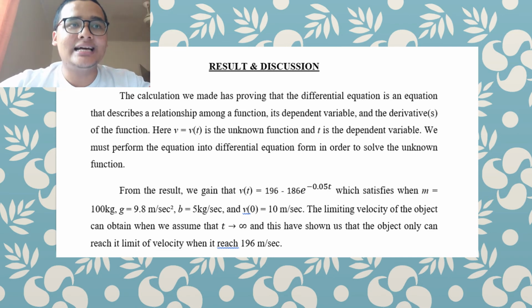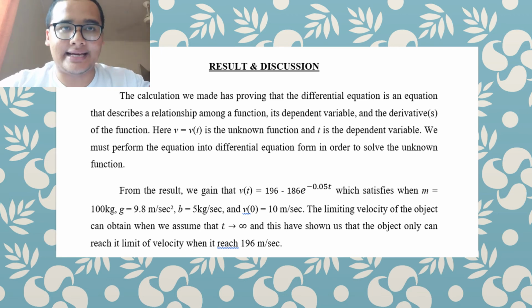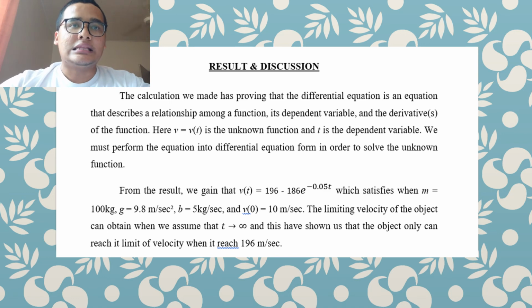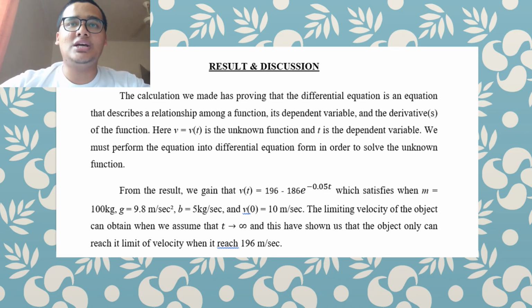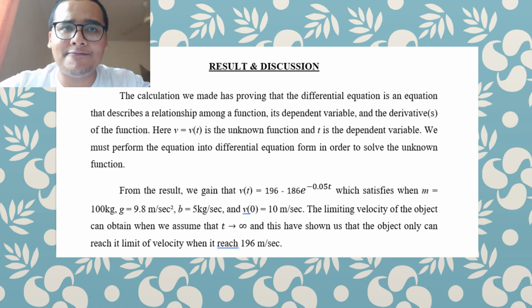which is satisfied when m is 100 kilograms, g is equal to 9.8 meters per second squared, b is equal to 5 kg per second, and when the time is 0, the velocity is 10 meters per second. The limiting velocity of the object can be obtained when we assume that time is equal to infinity, and this shows us that the object can only reach its limit of velocity when the velocity reaches 196 meters per second.